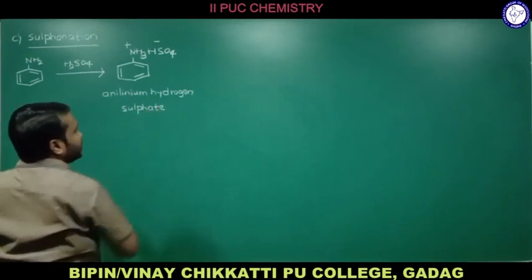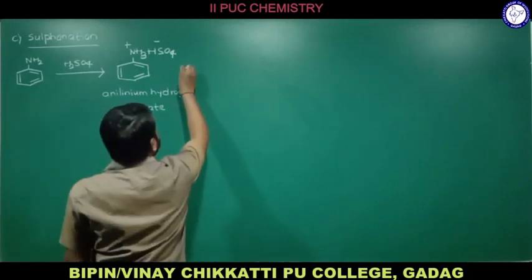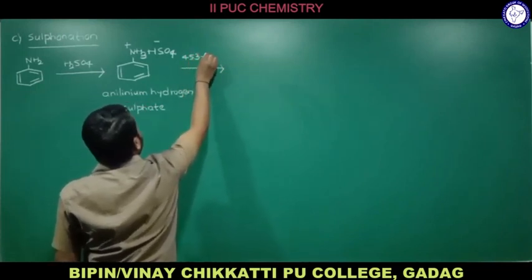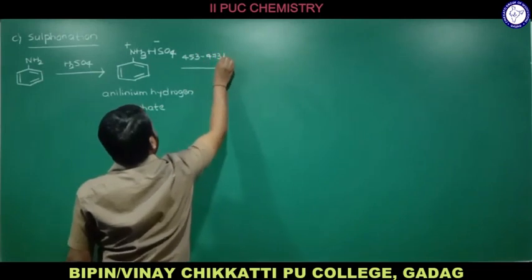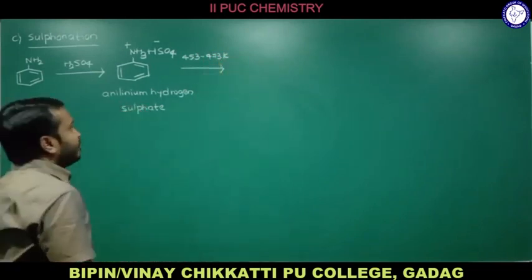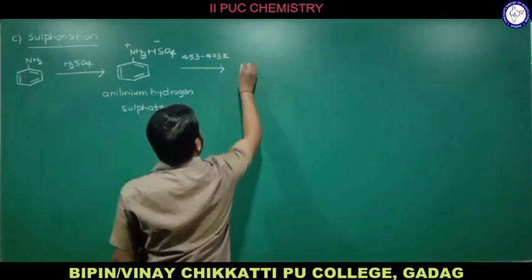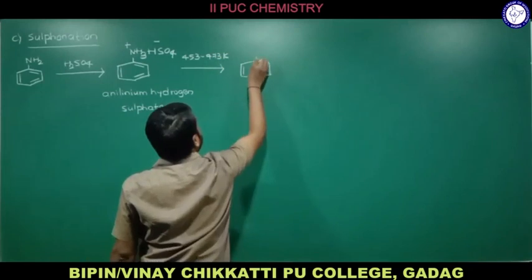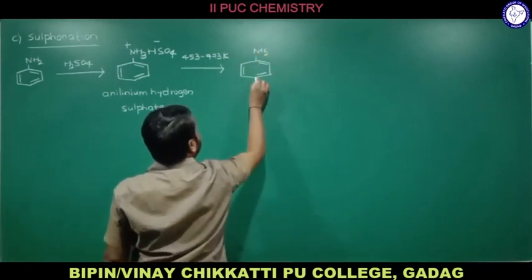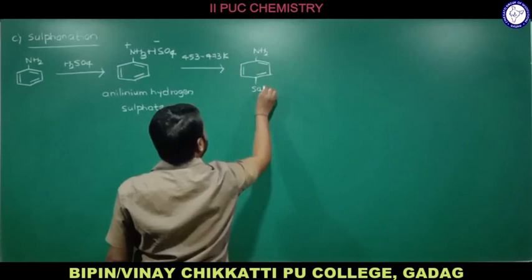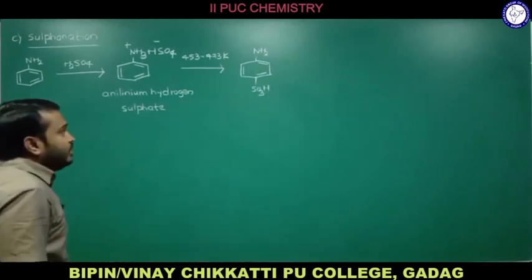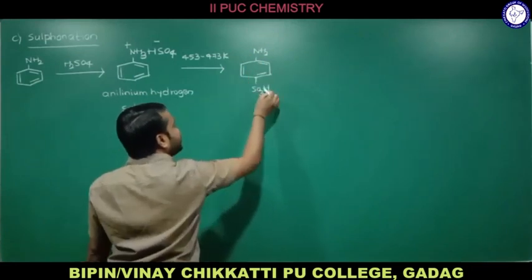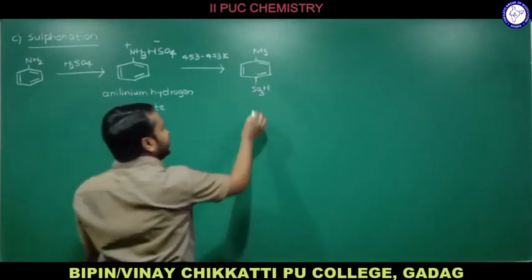Anilinium hydrogen sulfate, when this is heated around 453 Kelvin to 473 Kelvin in presence of H2SO4 again, we are going to get the required product. This is aniline, and we are going to get SO3H. So this is the product we get, and at the para position of NH2 we have SO3H, and here we need to name this.